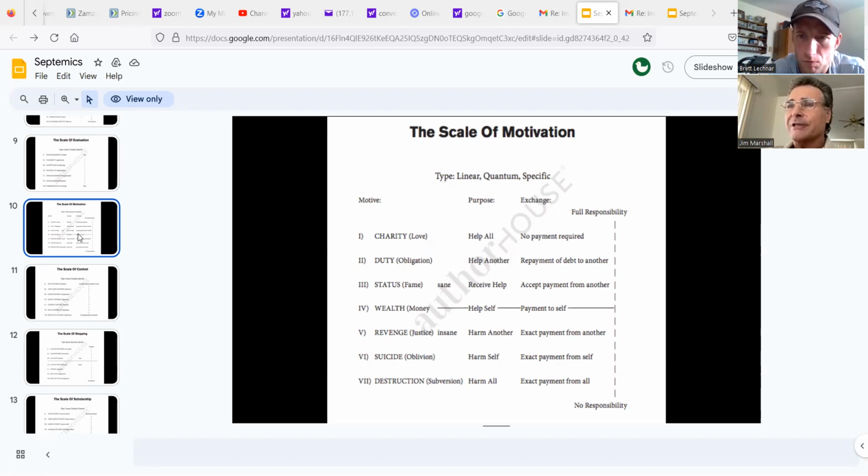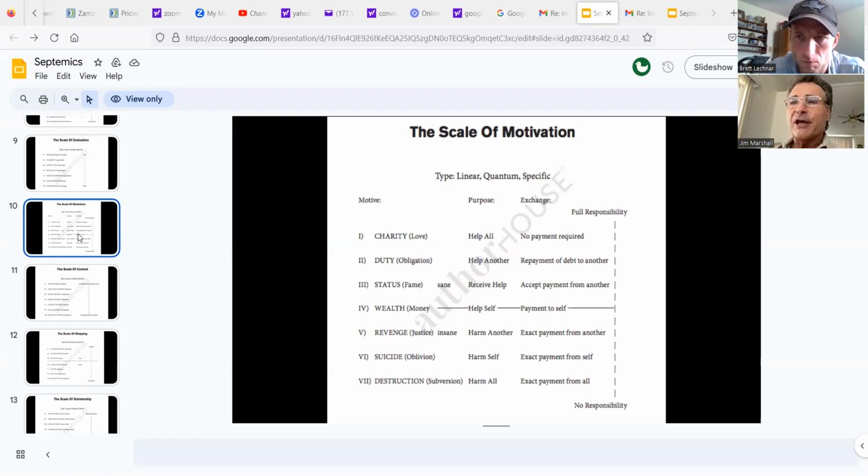So let's look at the axis, which is on the right. There's a vertical dotted line, and it tells you that this axis is one of responsibility. So a person who is very responsible is high on this scale, and a person who is very irresponsible is low on this scale. So this goes from full responsibility to no responsibility.